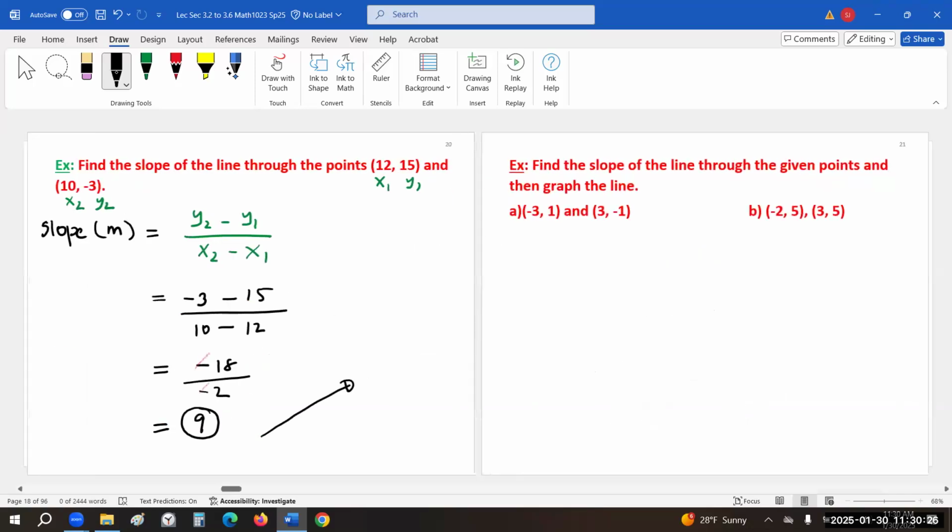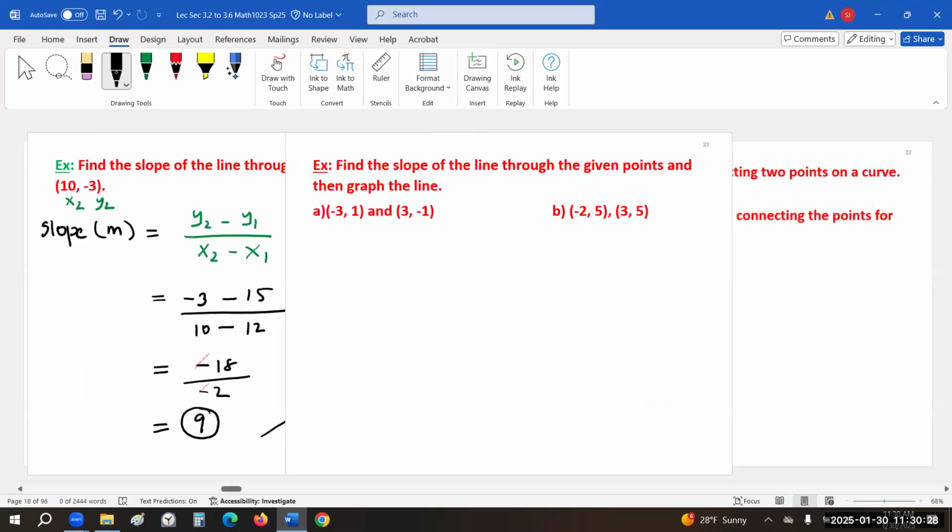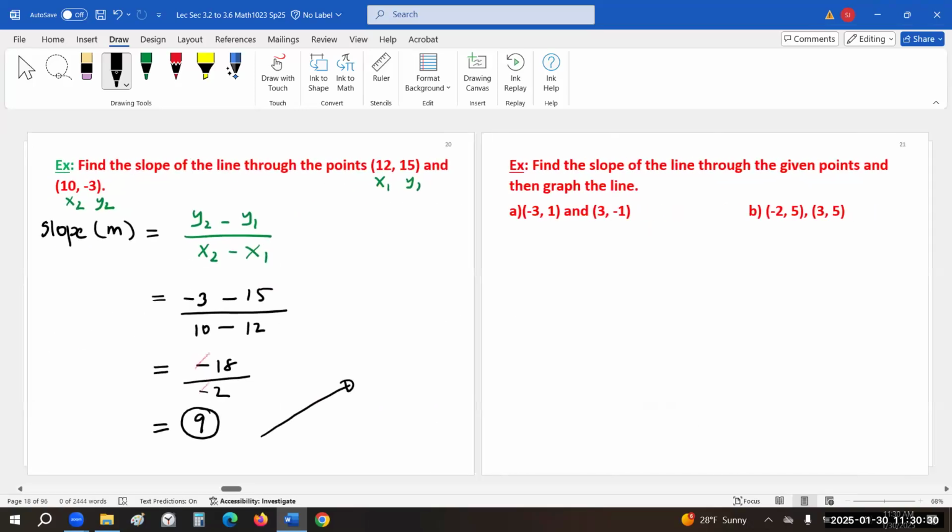Then the next example, do 2 of them actually. Do it with your neighbors. Do the same thing. Find the slope of the line and then graph the line. No phone.